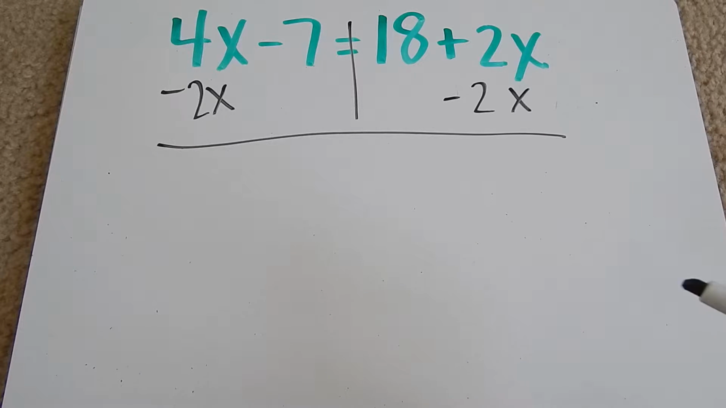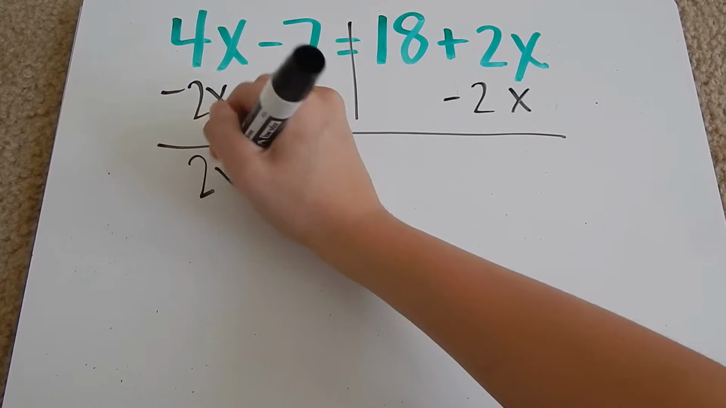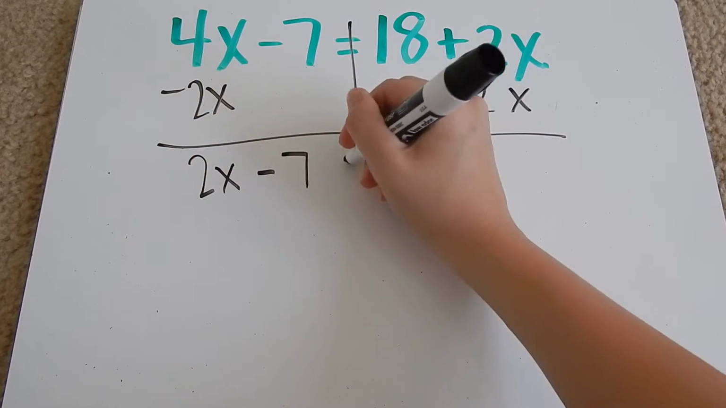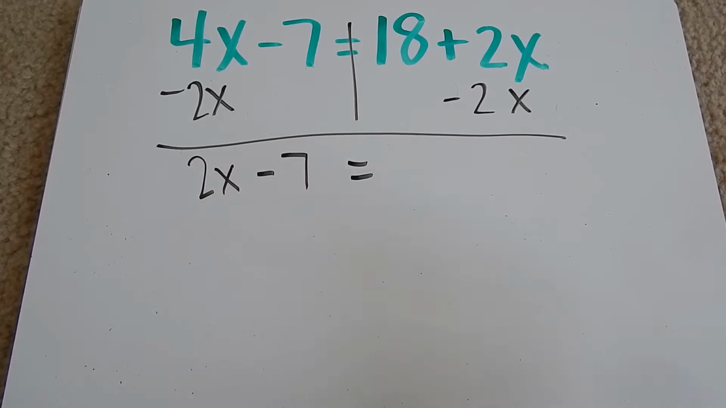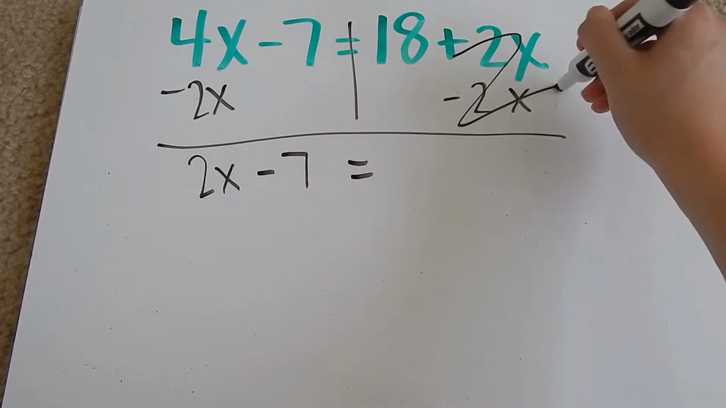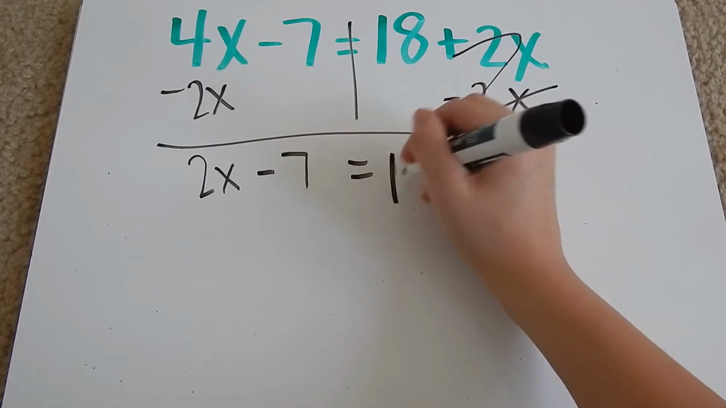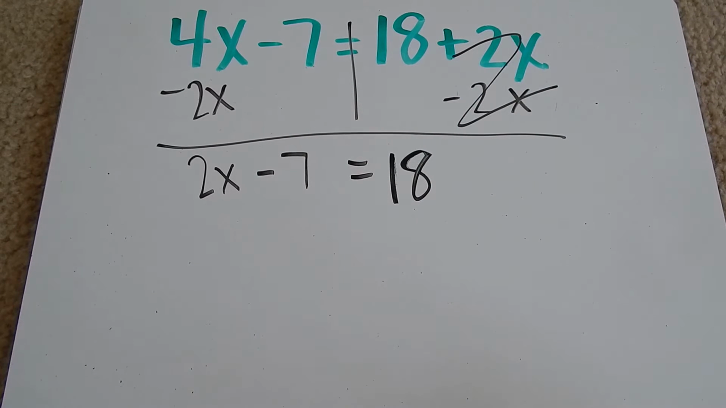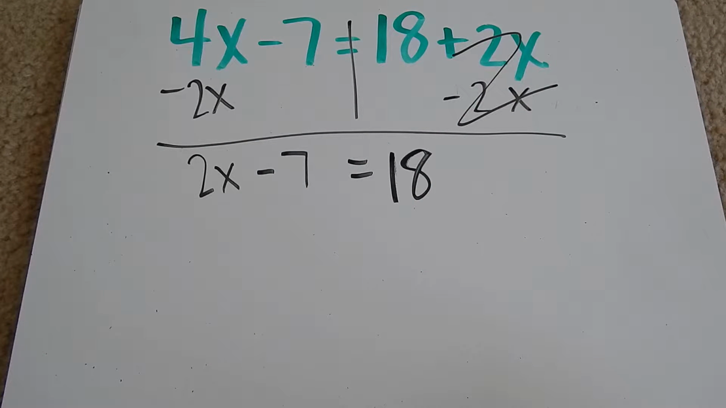So then just subtract. We have 4x minus 2x is 2x. Bring down your minus 7. Bring down your equal sign. These two x's are going to zero out, and we just have an 18 here. Now we just solve a two-step equation.